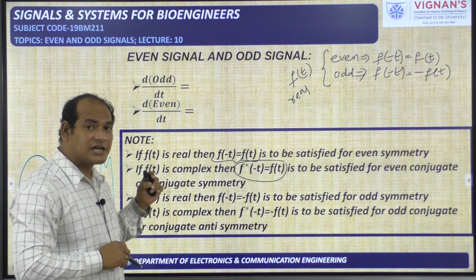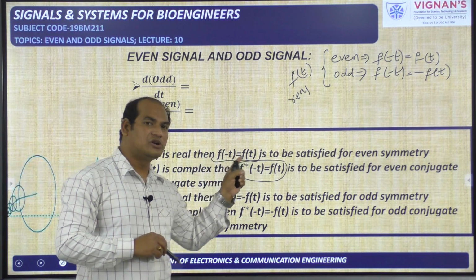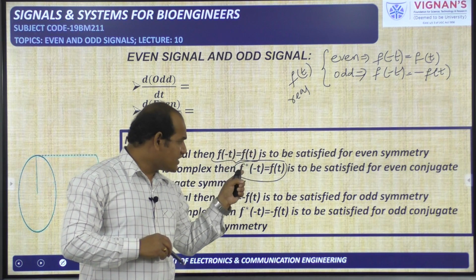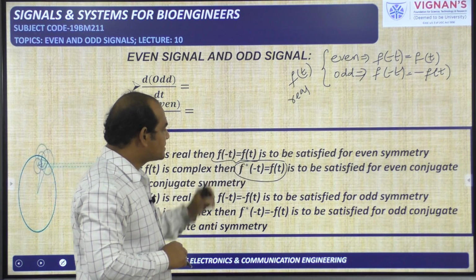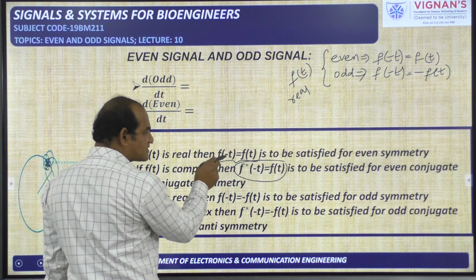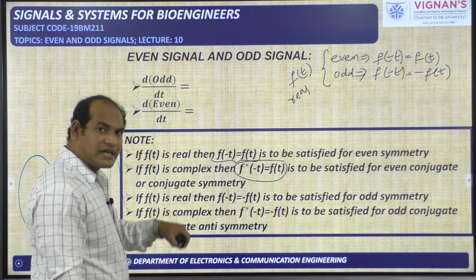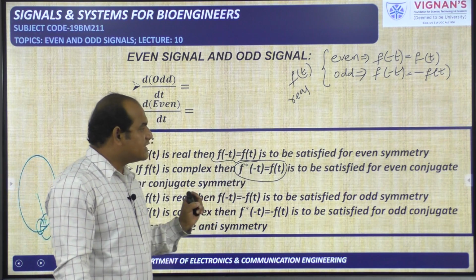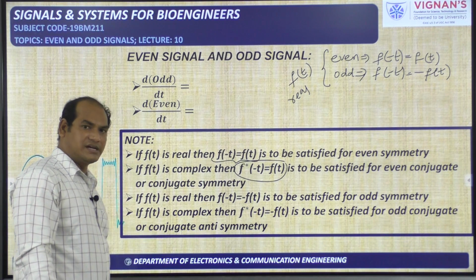What is the real signal condition to have even symmetry? F of minus t is equal to f of t, and now we have taken the conjugate, that means it is for the complex signal. So f star of minus t is equal to f of t. How can you remember this one? Whenever time reversal is there, including the time reversal, you need to take the conjugate. So f star of minus t is equal to f of t is to be satisfied for the even conjugate or conjugate symmetry.